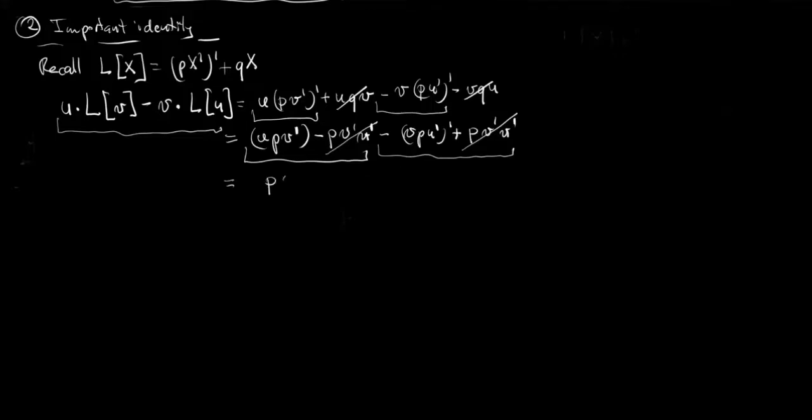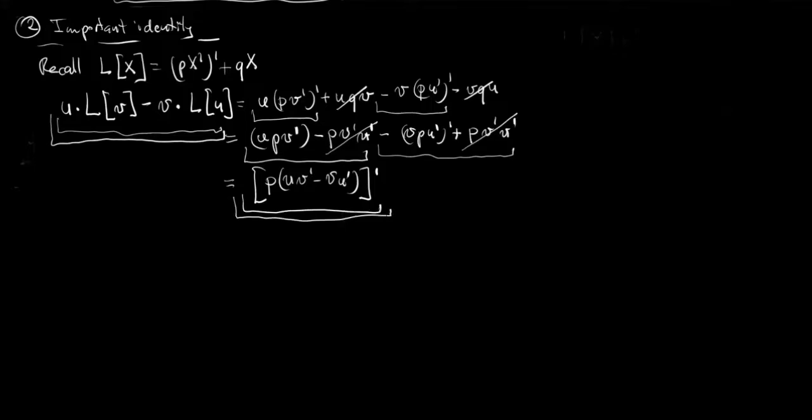p u v prime minus v u prime, and everything prime. Right, that's an identity, which is good to know. And now let's integrate what we have obtained here on both sides over dx.